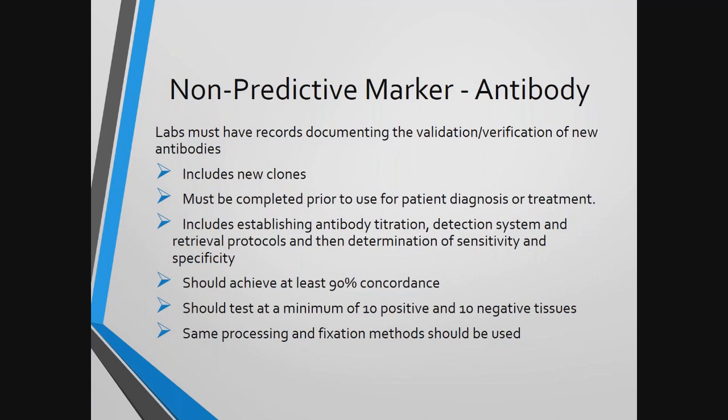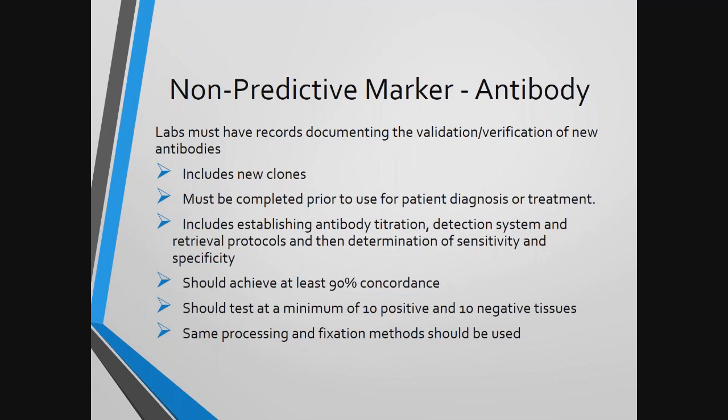A successful validation and verification must be substantiated by at least 90% concordance. This means that 90% of the tissue samples utilized during the process should show correct expected staining. At a minimum, 10 positive and 10 negative tissue samples should be used for your validation, and they should all be treated the exact same way in terms of processing and fixation.